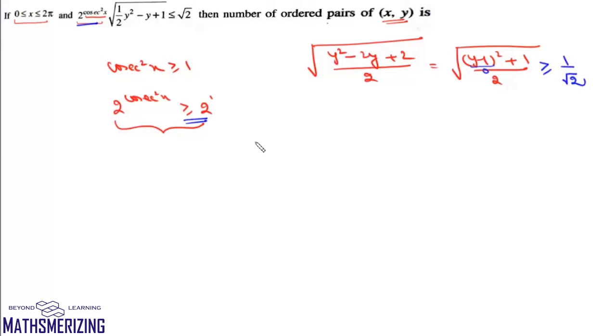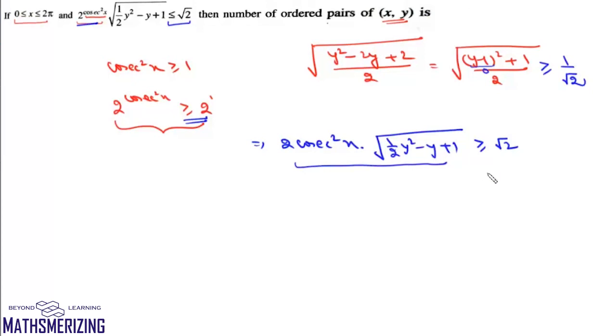So we'll multiply both of them, then we can write 2 cosec square x into under root of 1 by 2 y square minus y plus 1 should always be greater than or equal to, now this is 2 into 1 by root 2, so it will be simply root 2. Now in the question it says it should be less than or equal to root 2. Now clearly it cannot take a value less than root 2. So the only condition possible in this case is that this expression must be equal to root 2.